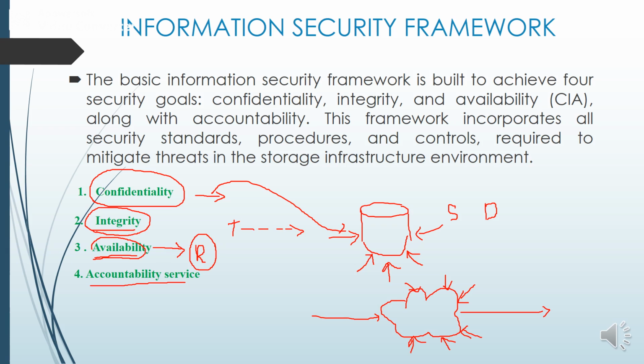So these are the major four security goals with respect to the basic information security framework. The first one is confidentiality, the second is integrity, the third is availability, and the fourth is accountability service. Confidentiality maintains the secrecy of information so that only authorized users can access the data. Integrity means the information is unaltered. Availability means the data must be available for all authorized users on a timely basis. Accountability refers to accounting for all the events and operations that take place in the data center, and it maintains one single log file that can be used for security purposes.